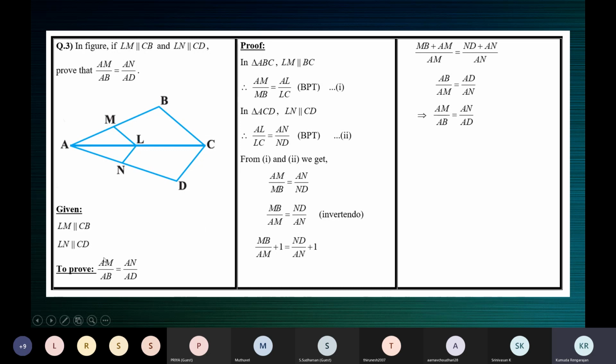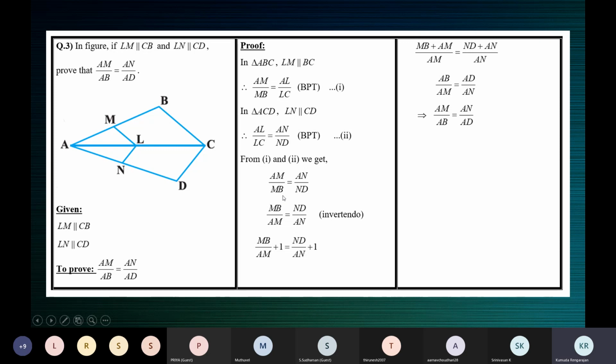AM by MB, AM by AB, AN by ND, AN by AD. Okay, so that means we need AM and AN in the results here. We don't want MB and ND. What you want, have them in the denominator. The final result has AM and AN in the numerator. Bring them to the denominator. So take reciprocals. This property of proportions is called invertendo. Taking reciprocals on both the sides is called invertendo.